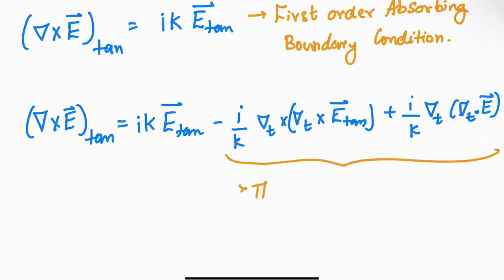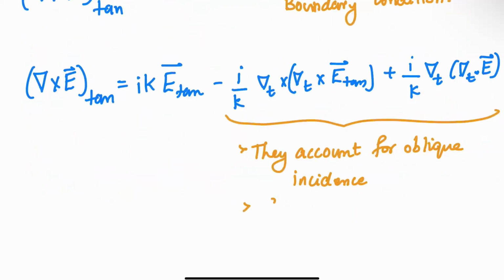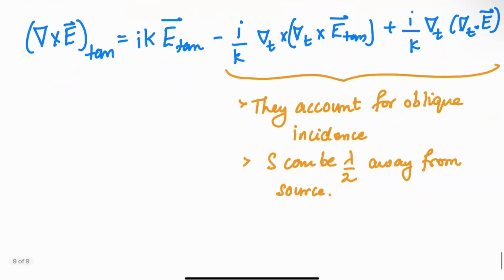So what do they do? They account for oblique incidence, and S does not have to be very large. S can be lambda over 2 away from the source. Okay. So what does oblique incidence really mean here?